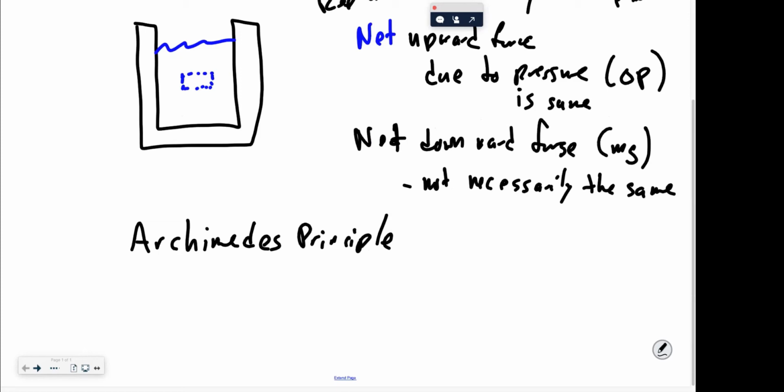So Archimedes' principle is this: the buoyant force, which we'll call F sub B, is the net upward force that I was just talking about.